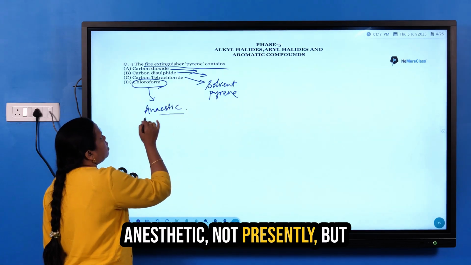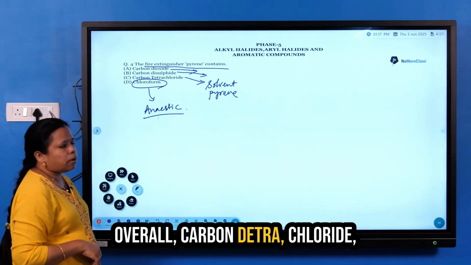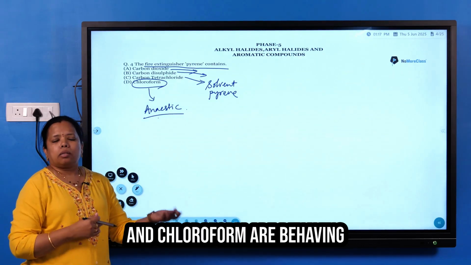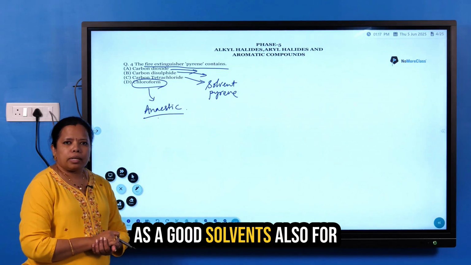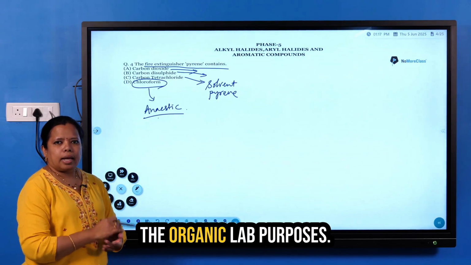Anesthetic, not presently, but overall, carbon tetrachloride and chloroform are behaving as good solvents also for the organic lab purposes.